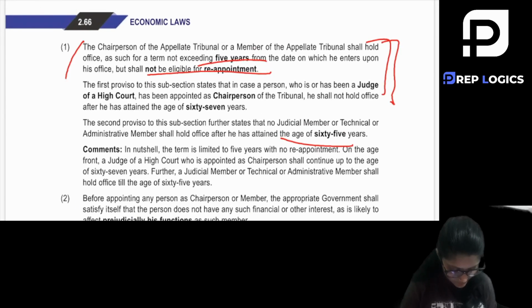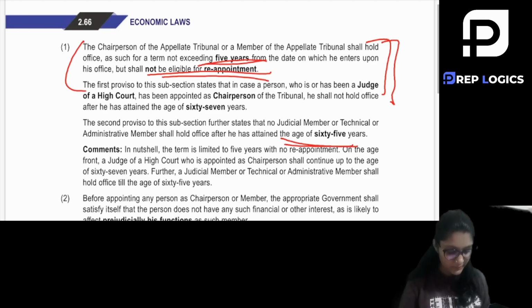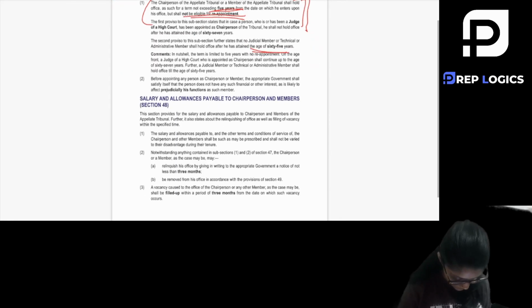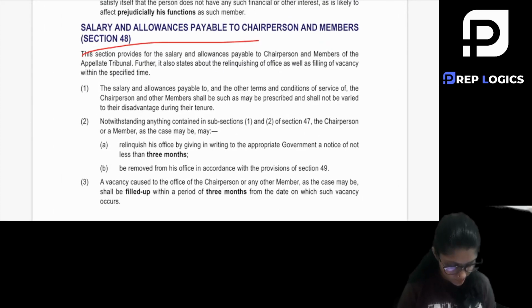The appointment has been given for 5 years, up to 65 years of age, not eligible for reappointment. Nothing more I can tell you. Salary and allowances have been given.